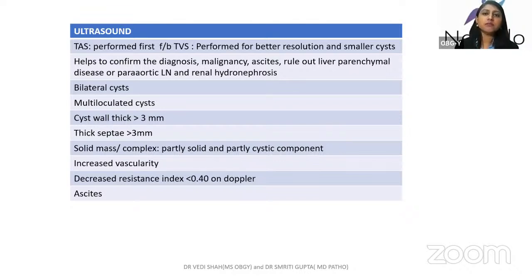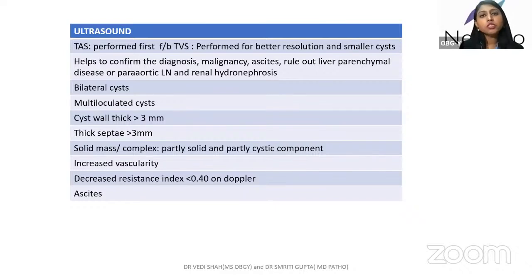Both of these, transabdominal as the initial step, followed by transvaginal ultrasound, not only help in confirmation of the diagnosis, but also help in assessing simultaneous structures. You assess the presence of ascites and what other structures in the abdomen are affected. Along with that, you check the status of the liver, whether any hepatomegaly is noted, and assess the para-aortic lymph nodes and renal hydronephrosis, whether the kidney is affected or not.